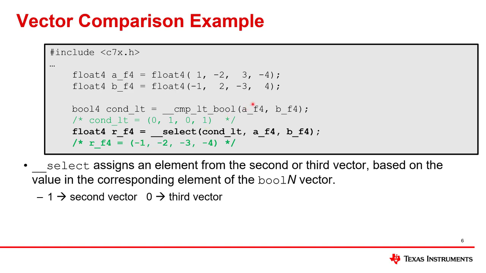Let's again take a look at the last one, just like we did in the previous slide. The fourth element of the Boolean vector is 1, so we're going to choose from the second vector, which is A. That -4 gets copied into here. And that's how the result vector is populated with all the negative values of these, the ones that are less than.